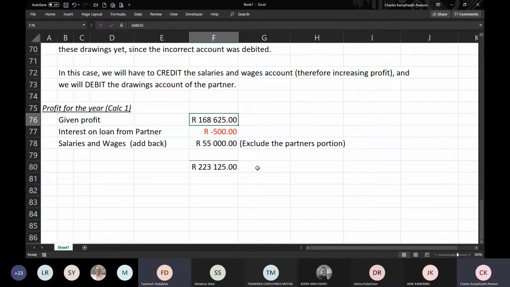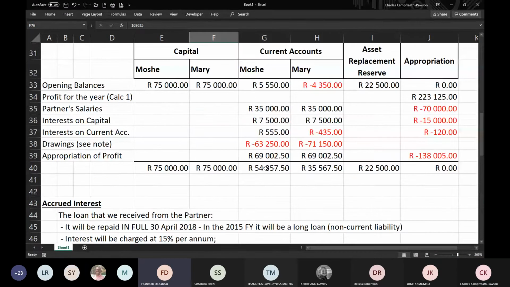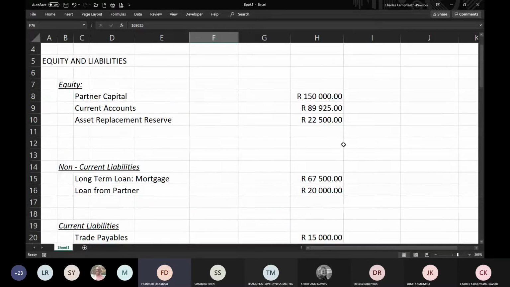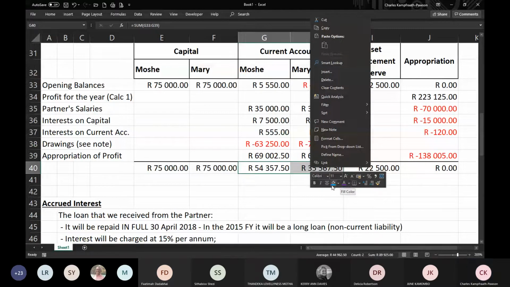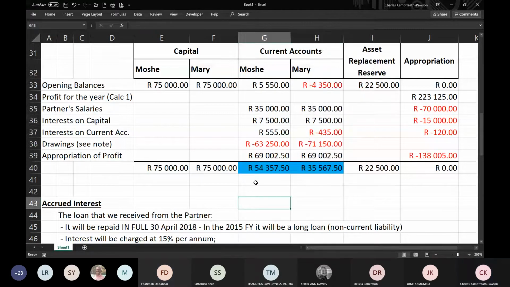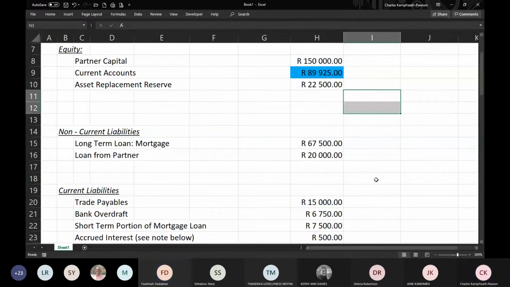For the current account under equity, where is the 89,925 coming from? Just repeat that. For the current account under equity, where you typed out equity, where is the 89,925 coming from? It's the balance of these two accounts. Oh, those two added together. Yeah. Thank you.